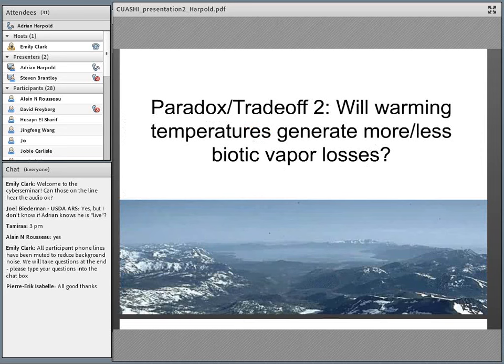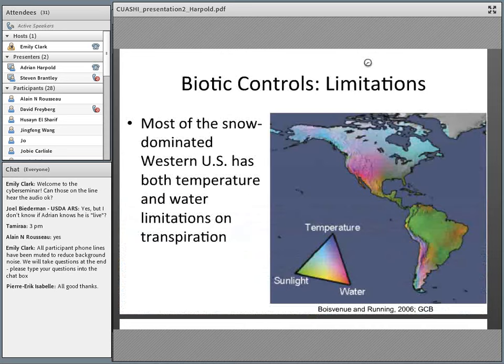So one of the big questions I think that probably a lot of us consider is what warming temperatures will do to these systems, and how hydrologic partitioning might be affected by that. And that's certainly a big question for these snow-dominated systems. And one of the reasons it's such an interesting challenge is illustrated by this figure from Steve Running and colleagues, showing limitations on transpiration of vegetation.